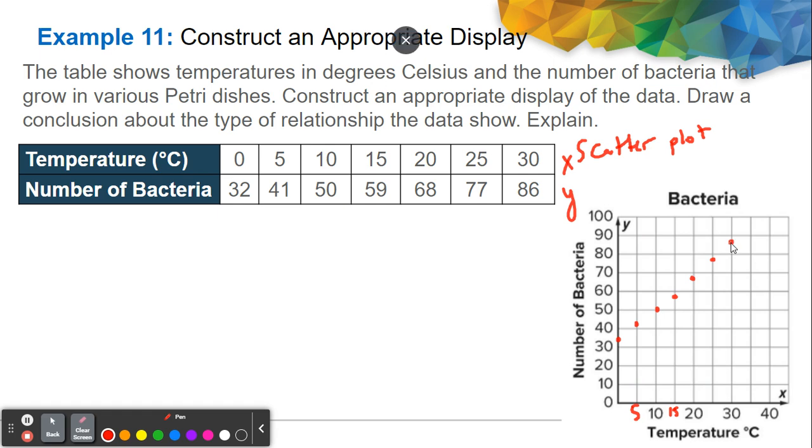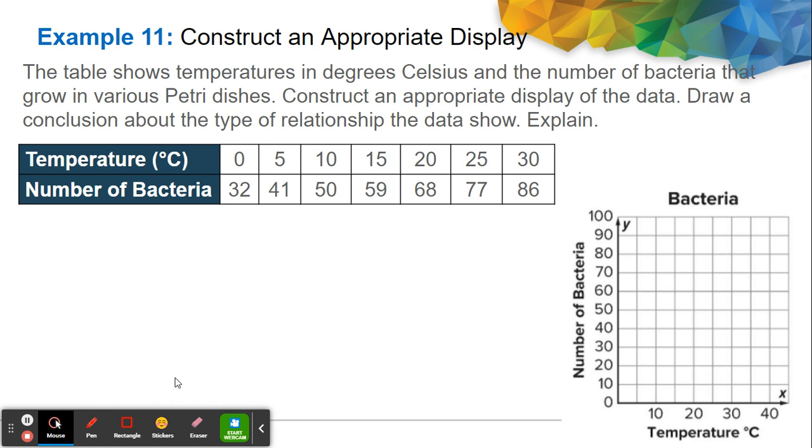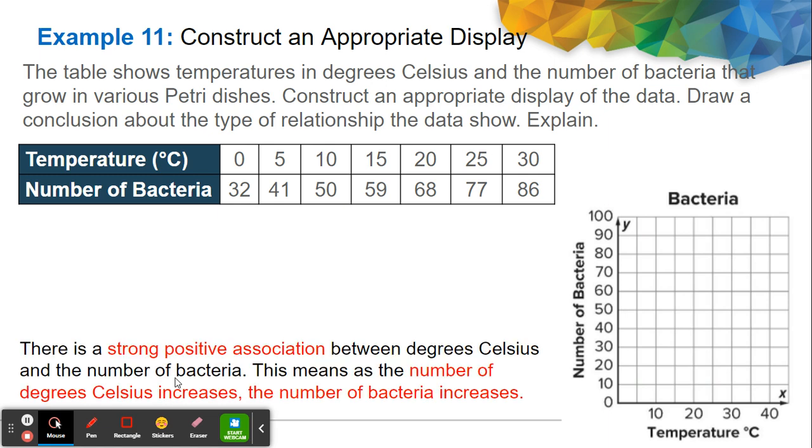It's very obvious for this kind of data. We have a strong positive association, because as you can see, as our temperature increases, the number of bacteria increases as well. So there is a strong positive association between degrees Celsius and the number of bacteria. It means that as the degrees Celsius increase, the number of bacteria increases. So there you have it. I hope in these four examples you were able to determine when to use a line graph and when to use scatter plots.